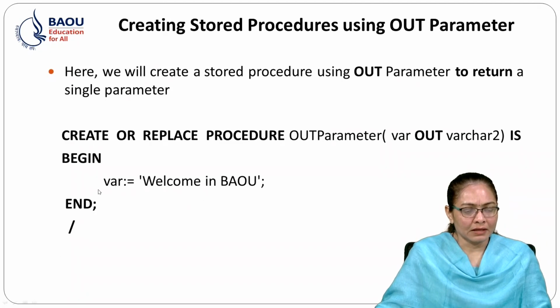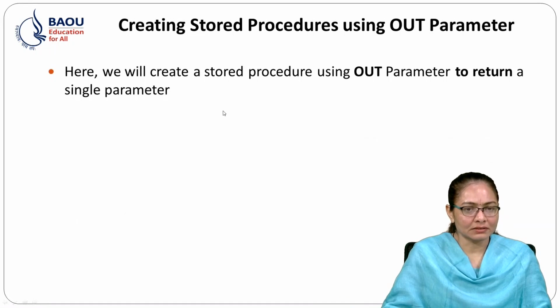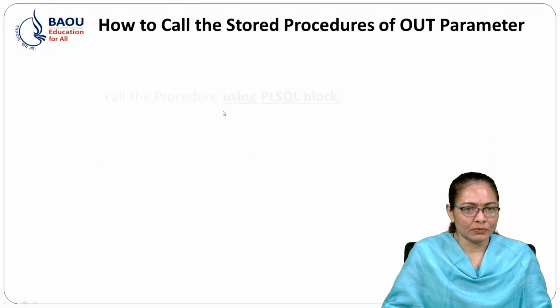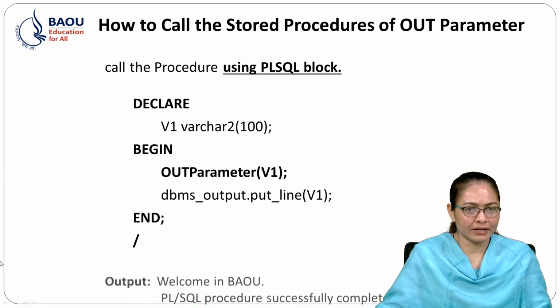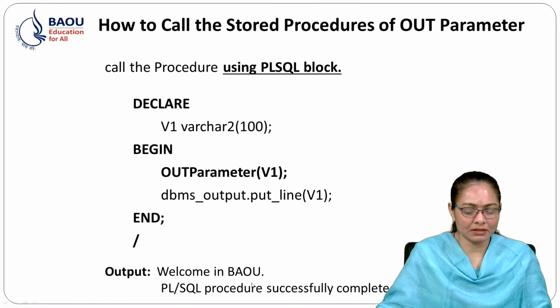here in the where variable, where is defined as an OUT parameter mode. So 'welcome in BAU' is passed, or sent, to the variable v1. So it will display welcome in BAU.